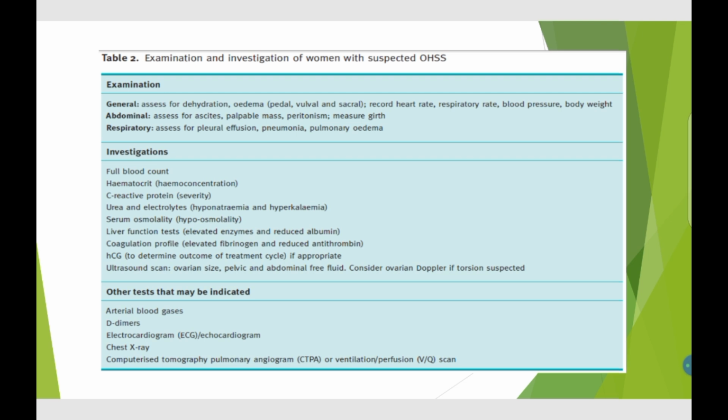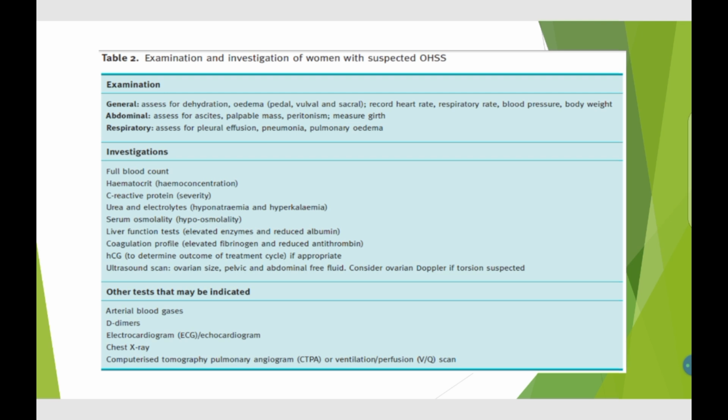The typical feature is hyponatremia along with hyperkalemia. This is also an MCQ. Serum osmolality will be reduced, liver function tests will be deranged, enzymes will be elevated, albumin will be reduced, and the coagulation profile will show elevated fibrinogen and reduced antithrombin levels, and serum beta-hCG to know the outcome of the pregnancy, whether the patient is pregnant or not.